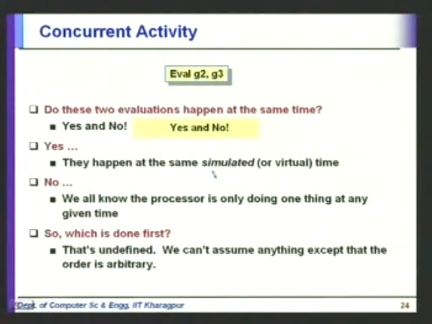So they happen at the same simulated time because they are two gates which are getting invoked at the same time, right. And no, because we know that the processor is only doing one thing at a given time. So which is done first, that is undefined. So if there are two gates which are active at the same time, it can do it in any order. We are talking about structural Verilog once again. You have two gates, both are being sensitized at the same time. They can be picked up for evaluation in any arbitrary order.